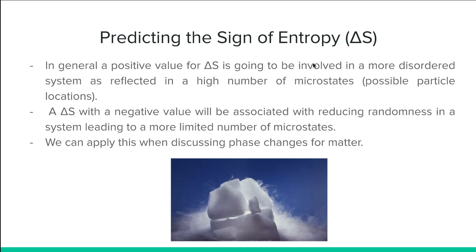Okay, so again, you can see the note here. We can apply this when discussing phase changes for matter. So we talked about this a little bit earlier in the previous lecture. I have a picture of dry ice down here, which is solid carbon dioxide that sublimes into gas carbon dioxide. So think about a solid, very structured, ordered, rigid, small amounts of movement going into a gas, very chaotic, random. Molecules have lots of space and can move all over. So that would be a situation where we would have an increase in entropy going from a solid to a gas.